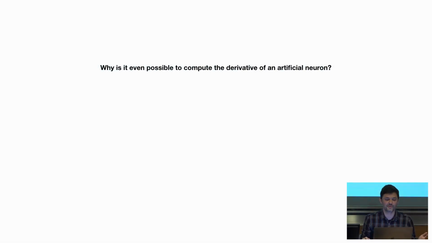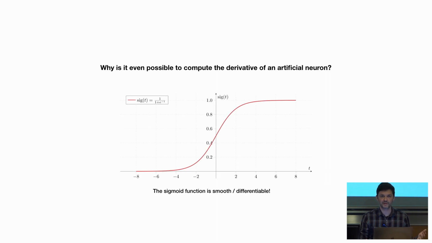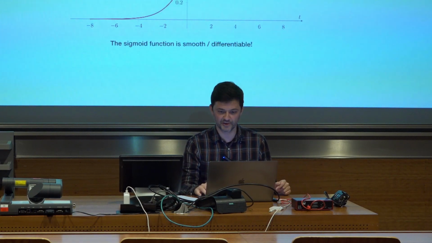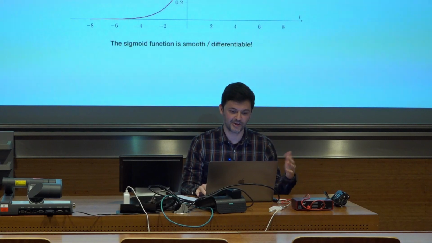Yeah? And why is it even possible to compute the derivative of an artificial neuron? Well, I already kind of answered that. Because the sigmoid function that we used is a smooth function. It's a continuously differentiable function. It has a derivative at each point. Yeah? So this is why machine learning works. At least neural networks work.